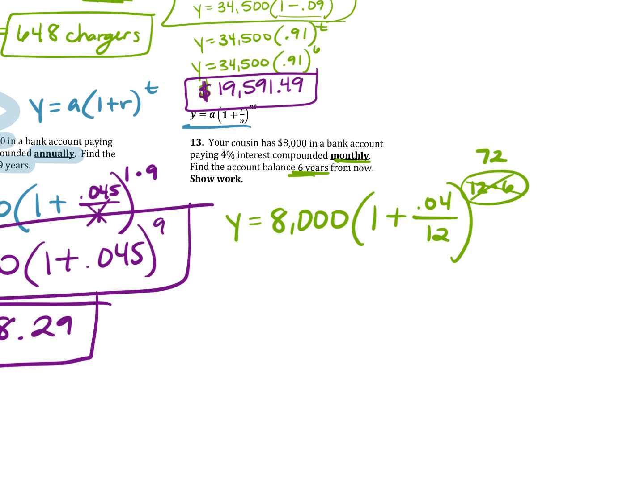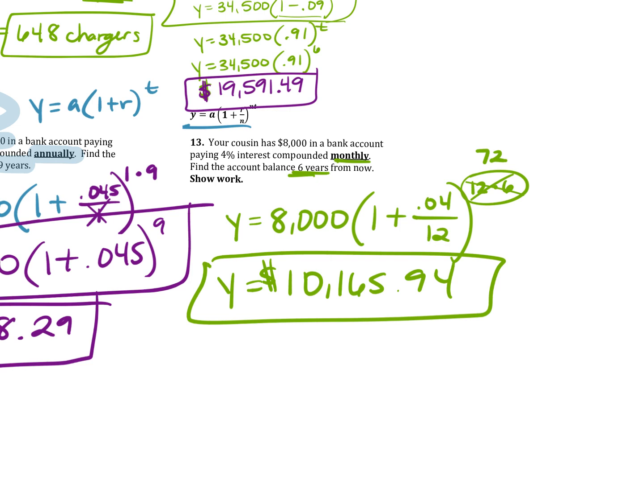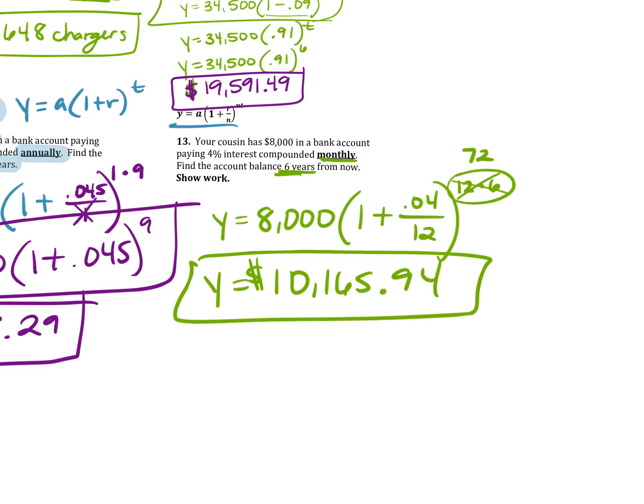You should absolutely plug this one in because this is the one that gets done wrong a lot. 1 plus 0.04 divided by 12 to the 72nd power. I got this number. Did you get that number also? $10,165.94. If you're not, you should call me over right now so I can show you how to plug it into your calculator. Okay? Questions on that?